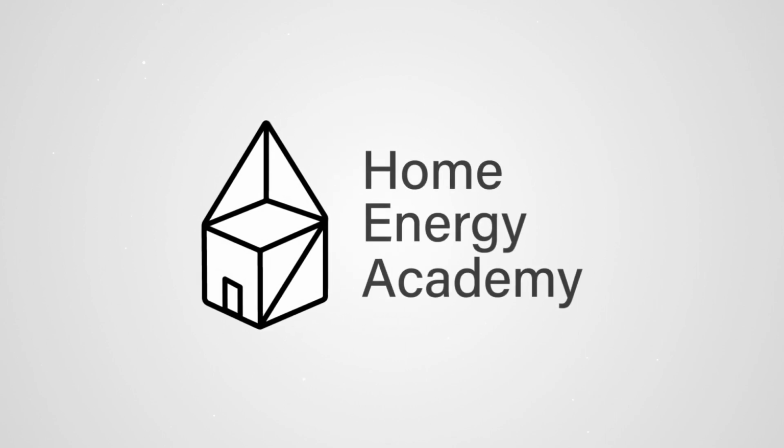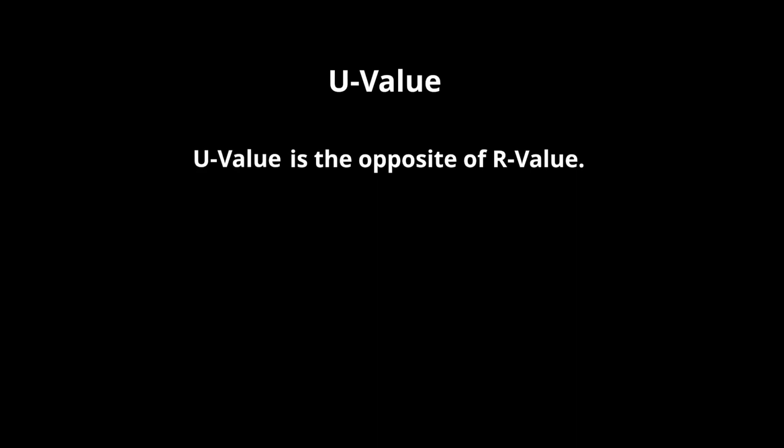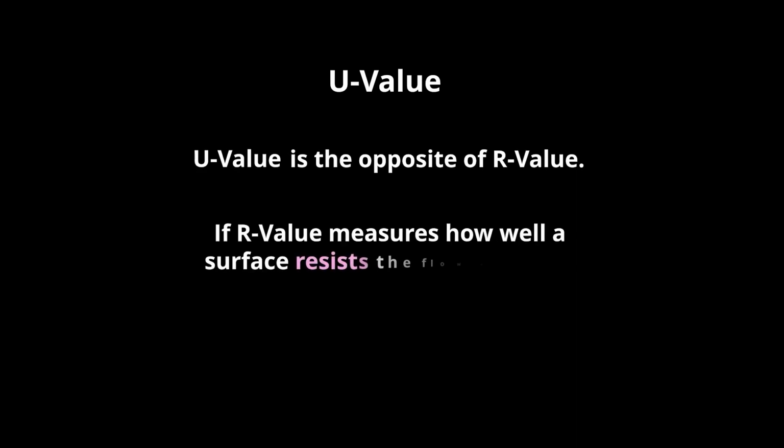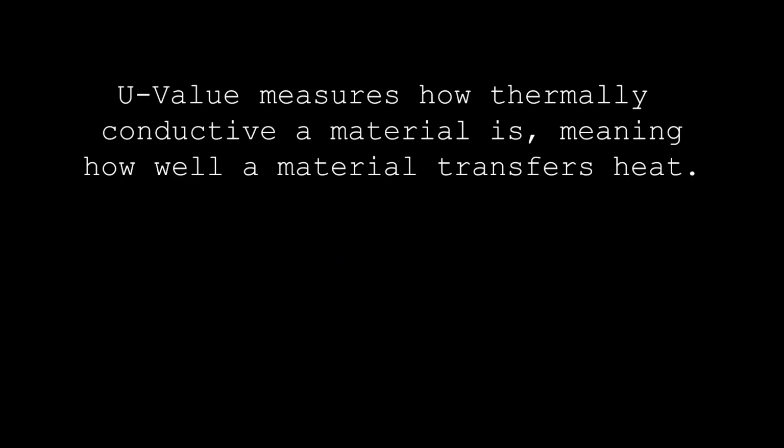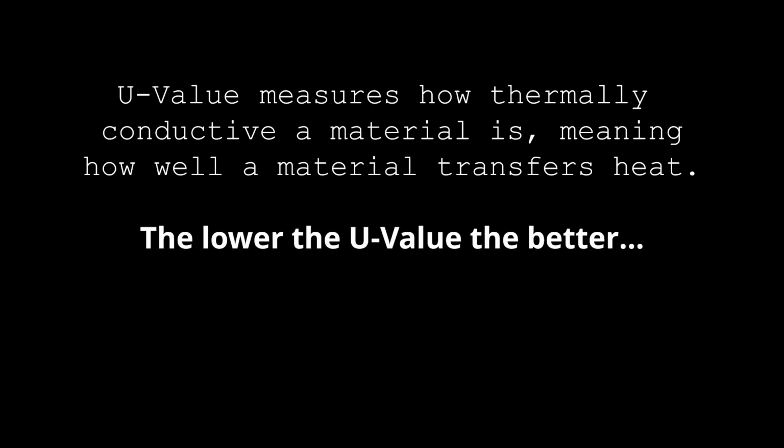So likely the most important specification when it comes to windows is U value. U value is the opposite of R value. R value measures the resistance of the flow of heat. U value measures how well something transmits or conducts heat. The technical definition is that a U value measures how thermally conductive a material is, meaning how well a material transfers heat. So we want the U value when it comes to windows to be low because we don't want it to transfer heat.